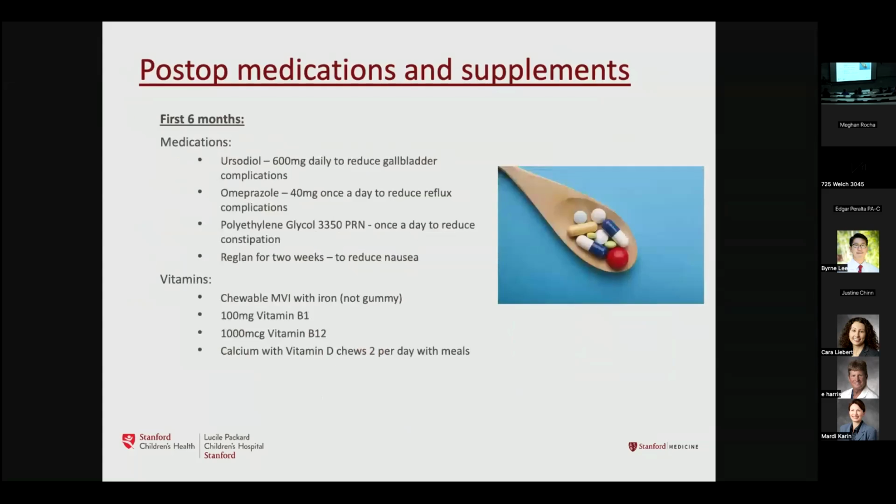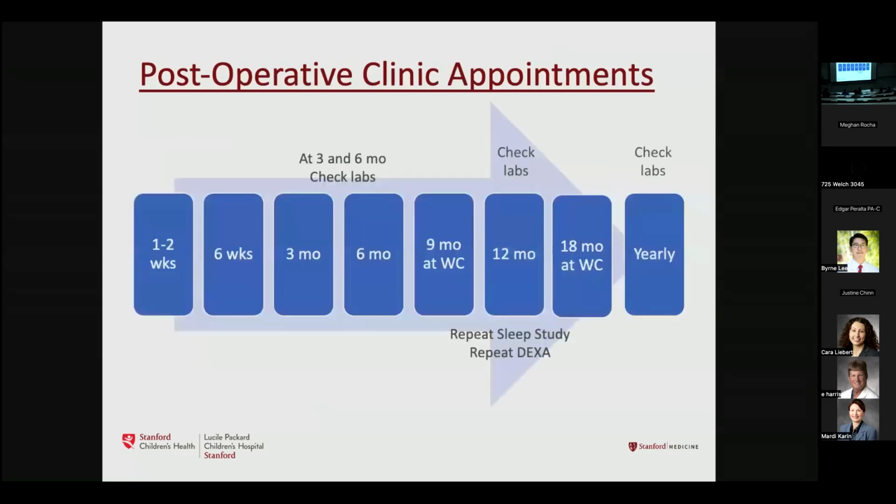We send them home on ursodiol to prevent gallstones. We send them home on omeprazole to prevent reflux. And then we give them Reglan for nausea and polyethylene glycol for constipation, as well as Senna. And they have very few complications. In the last 5 years, we've done over 200 patients, and we've had about 5 complications, only 1 major. So it's a very safe procedure in kids, and the weight loss is excellent.